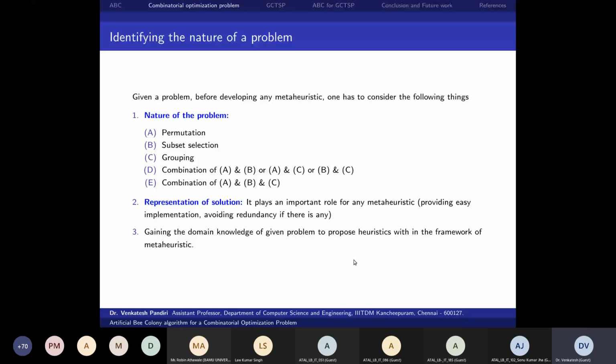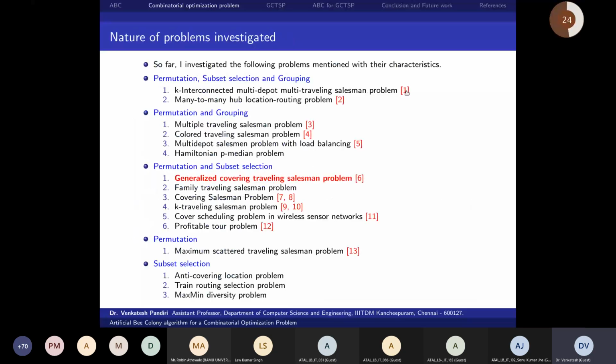Right. So these are some of the problems that my students, my PhD scholars and I have worked on, and multiple papers are there on those problems. All of them are combinatorial optimization problems, categorized according to their aspects, their characteristics. These top 2 problems have all 3 characteristics: permutation, subset selection, and grouping. Whereas the second set has only permutation and grouping, some have permutation and subset selection, one has only permutation, and 3 have only subset selection. So we will take this generalized covering TSP for today's experiment.